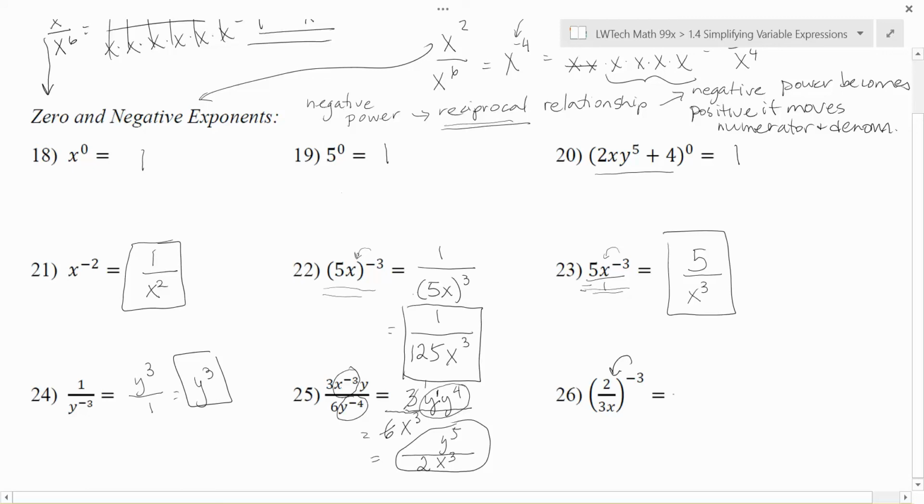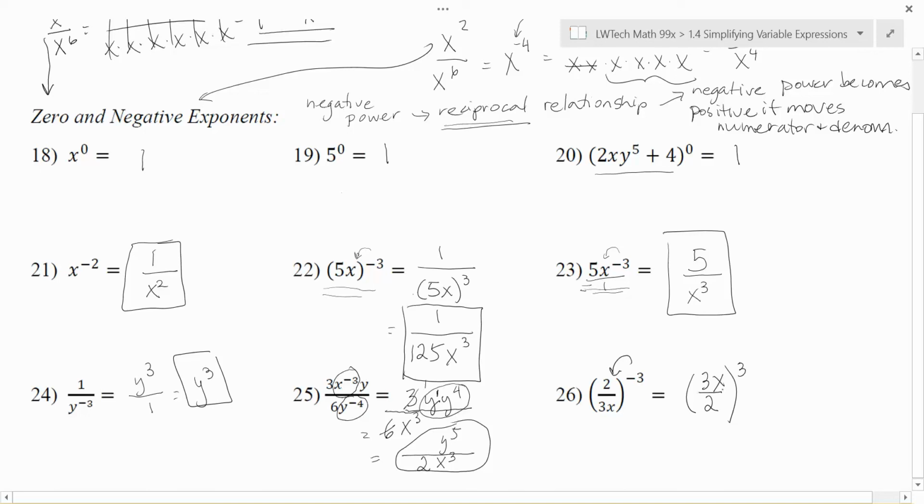Now, because I had a fraction to start with, what that means is that what was on the top is now going to be on the bottom, so the 2 is going to end up on the bottom, and what was on the bottom is going to end up on the top, so that's 3x. So essentially I find the reciprocal of this whole thing, which is just 3x over 2, and now that will be to the positive 3rd power. So the negative exponent becomes positive by looking at the reciprocal relationship of what was being taken to that power.